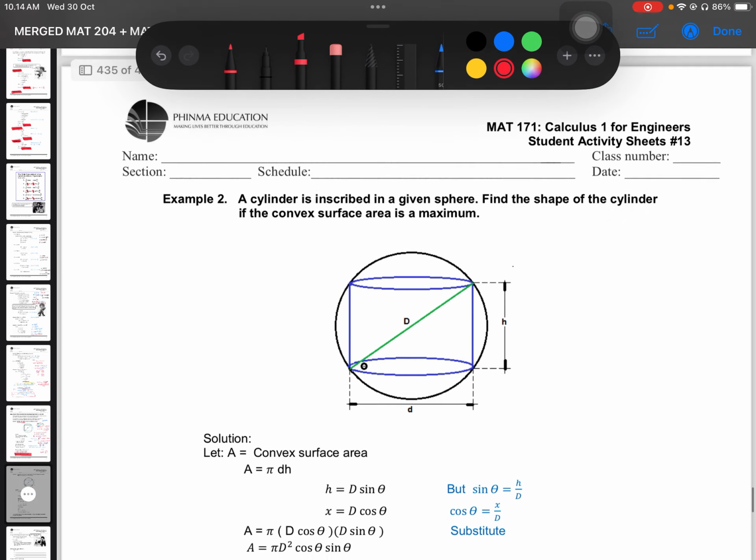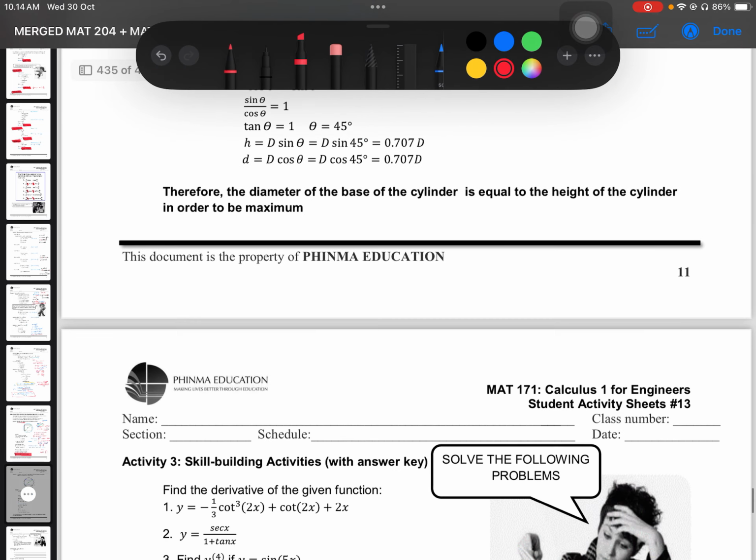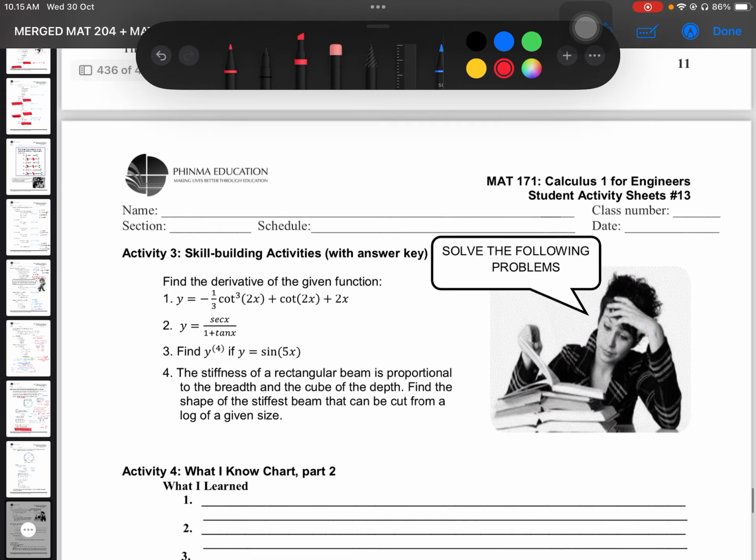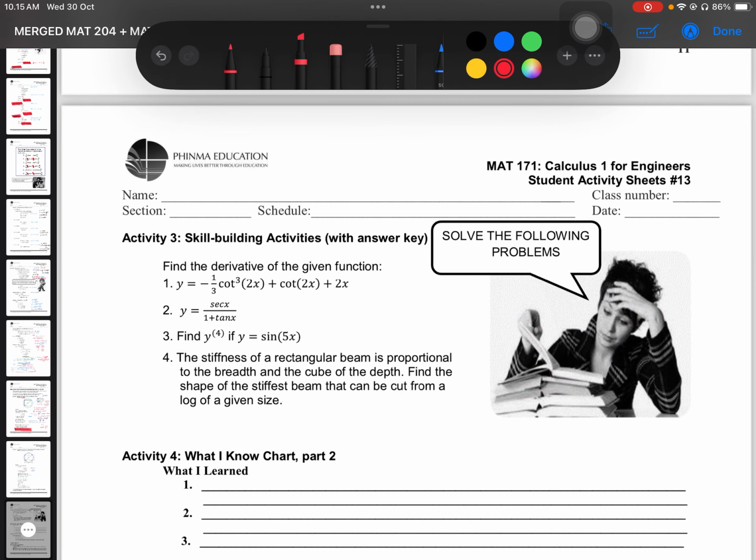Okay? So, for the skill building activities, try to answer this and practice, but no need to pass it on the next meeting. Alright? So, that's all.